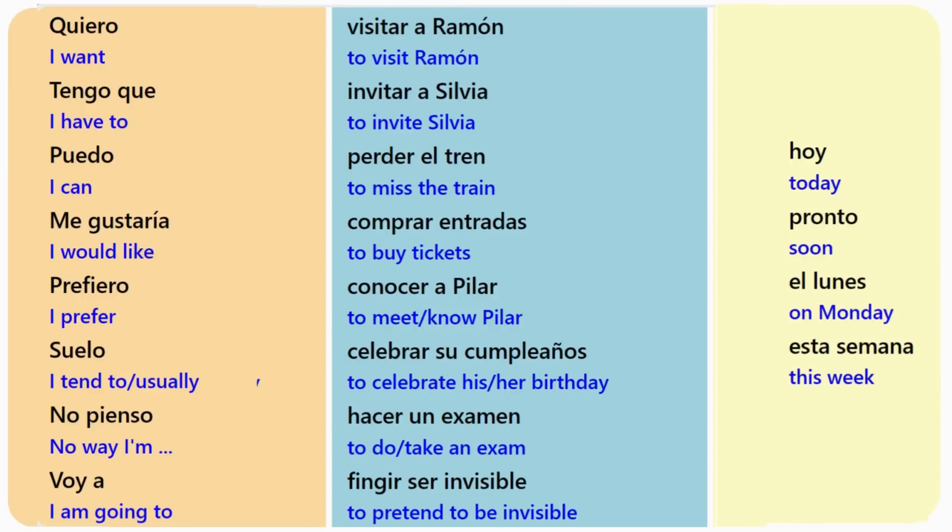Okay, we'll swap it around now, and you do the speaking, and we'll start off with just the first two columns to begin with. How would you say, I'd like to celebrate his birthday or her birthday? Me gustaría celebrar su cumpleaños.